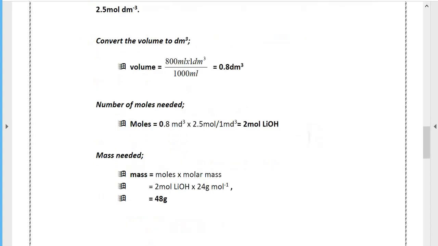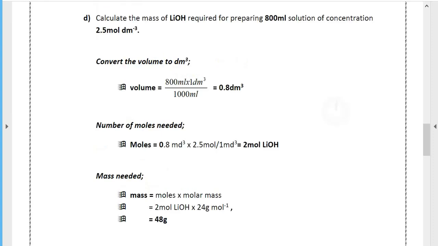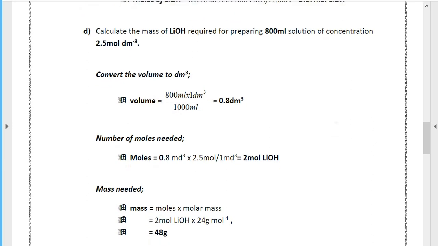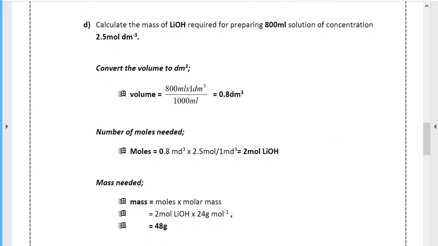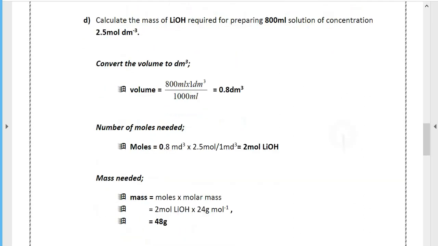Right? So what would happen here is that because it's reducing, you say 0.8 cubic decimeters divided by 1 cubic decimeter multiplied by 2.5 moles per cubic decimeter. And it gives you a concentration of 2 moles per cubic decimeter. So the number of moles required for you to prepare this would be 2 moles of lithium hydroxide. 2 moles of lithium hydroxide will be required.